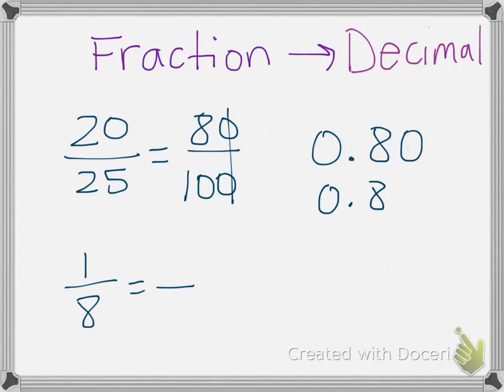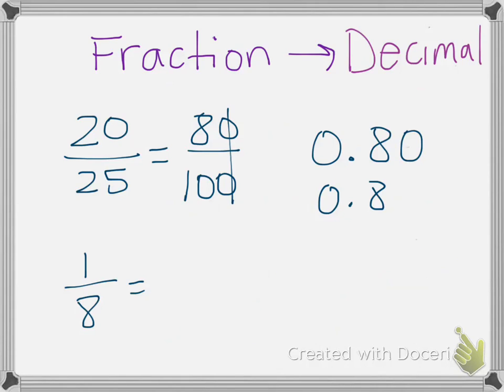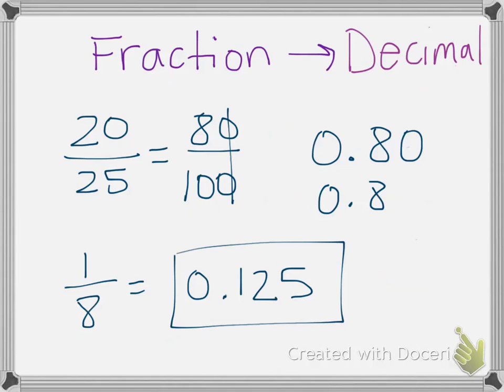If it's hard to turn something into hundredths like that, the other kind of shortcut or the trick is you want to do the top divided by the bottom. So you take our numerator here and we do 1 divided by 8. You can do paper and pencil. You can also do a calculator if you have it handy. I have my handy dandy calculator. So 1 divided by 8, I get 125 thousandths, or 0.125 is your decimal.